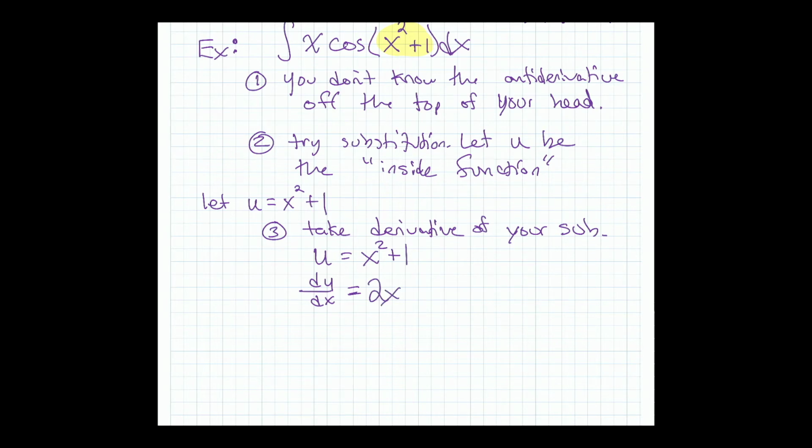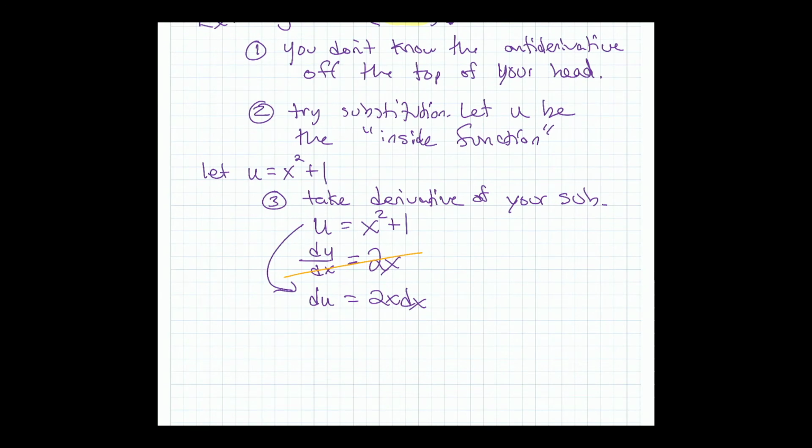Okay? Now, a lot of people don't write this. What they will write is this, but if you move the dx up, they'll write this instead: du equals 2x dx. Okay? So if you take 2 lines to do it, that's fine. If you do it from here to here, that's fine. So you take the derivative of your substitution.